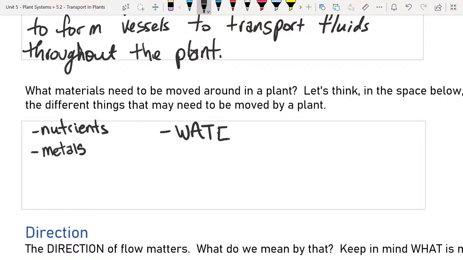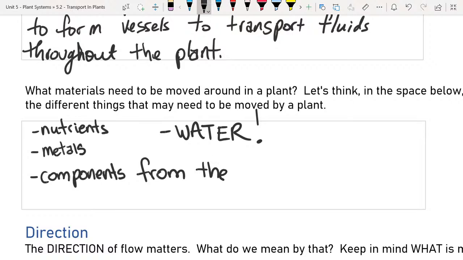Can we think of anything else? Maybe soil, earth. Yeah, I'm going to say components from the soil, definitely. So I don't think the soil itself moves up through the plant, but things it takes out of the soil, yeah, for sure, definitely.